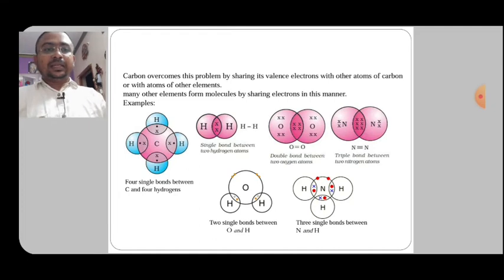So here the example is methane. In this structure the valency electrons of carbon are shared with 4 hydrogen atoms. So it can form methane. Similarly, hydrogen, oxygen, nitrogen atoms can also share their valence electrons with similar or different atoms. Examples are hydrogen gas, oxygen, nitrogen molecule, water molecule and ammonia.